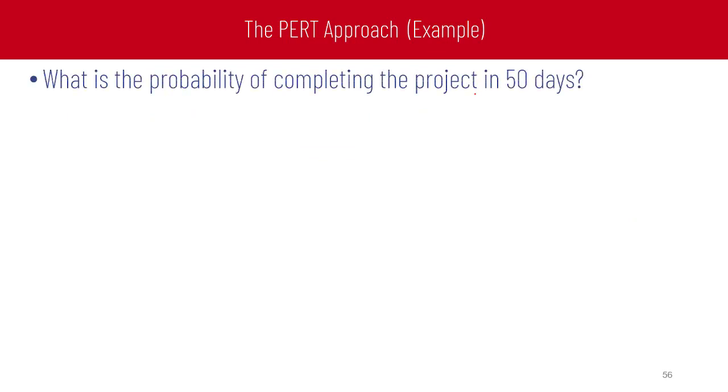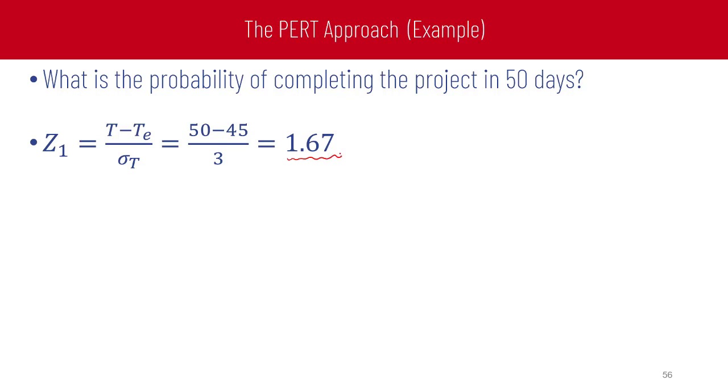What is the probability of completing this project in 50 days? To estimate that, we get Z equal to the time we need to estimate the probability for, which is 50, minus the T expected for the project, which is 45, calculated on the previous slide, over sigma for the whole project, which is 3, calculated in the previous slide as well. The result is 1.667.